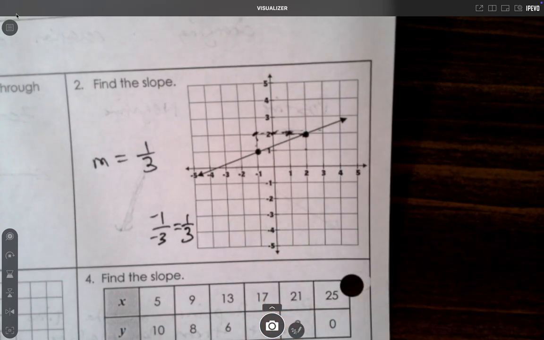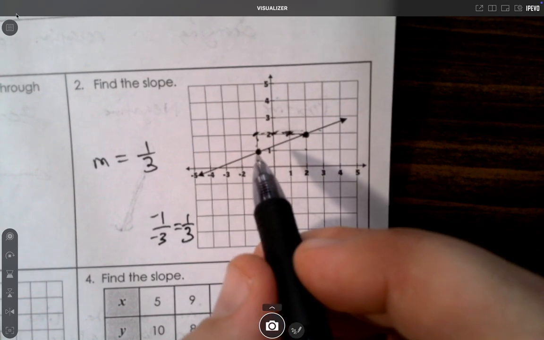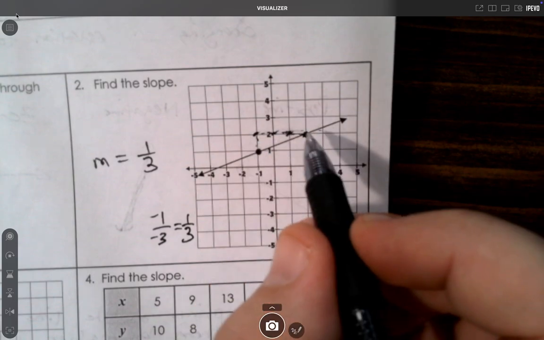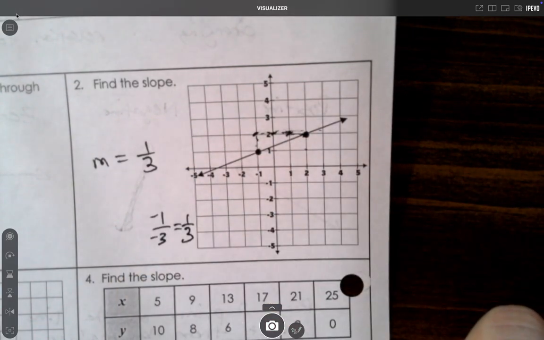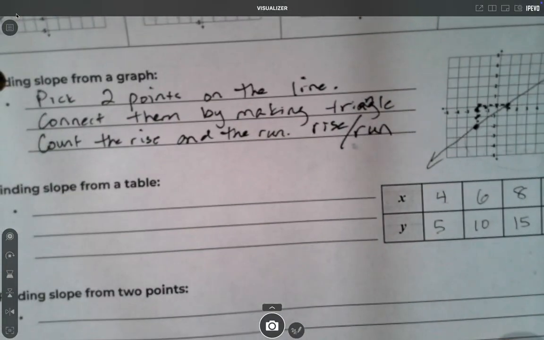I just think it's simpler to have a consistent method and start at the one on the left. That way you only have to think about up being positive, down being negative. Then you're just always going right, which makes the denominator positive. So that's how to find the slope on a graph. Now next, finding the slope on a table.